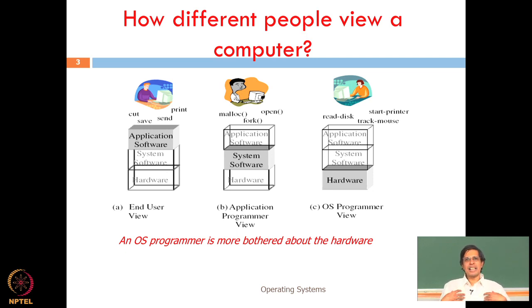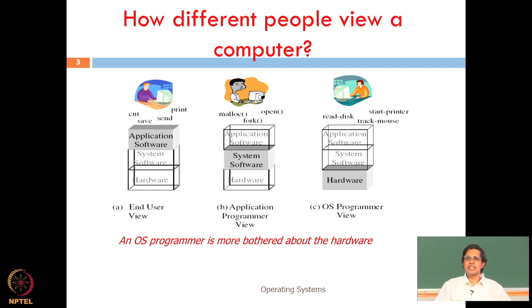So the typical functionalities that I use as an end user, for example, I use a word editor and I cut the text, I save the file, I send the file, I print the file, etc. So I don't really bother how the software actually works. I use the functionalities offered by the software. I am the end user and I don't know anything about the system, I just know how to use the software, namely a word editor, for example. So this is the end user view.